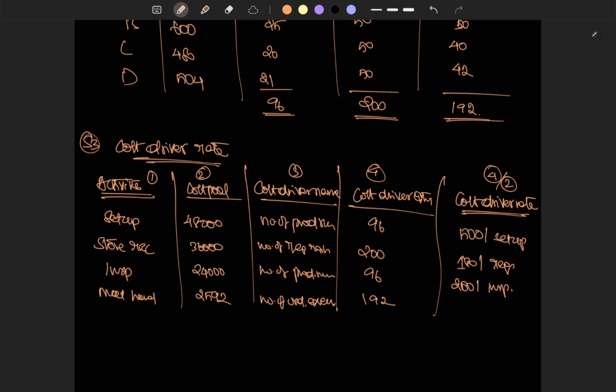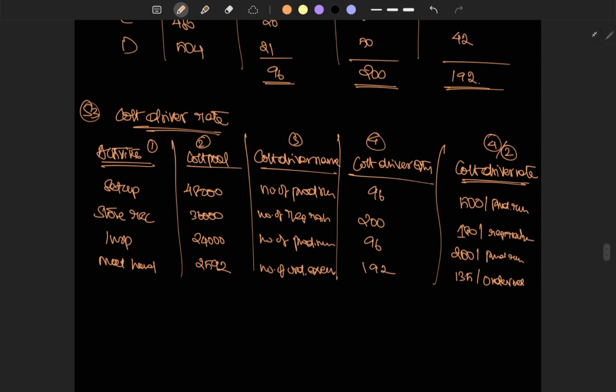Okay, 2,592 divided by 192 is 13.5 spent per every material handling, every order executed. We can also make these as 500 per production run, or 180 for every requisition raised, for our simple understanding.